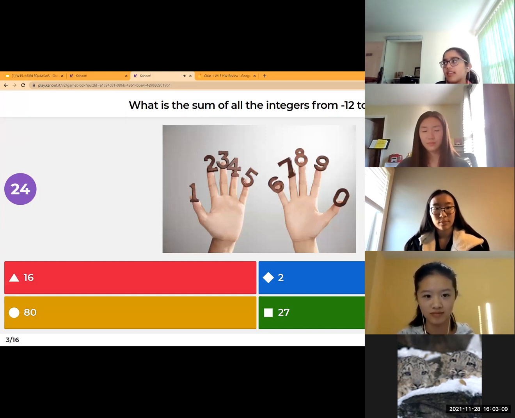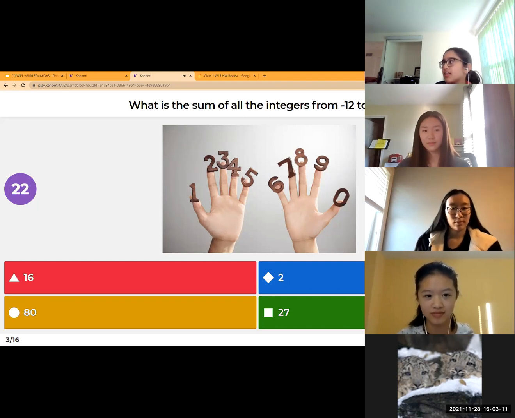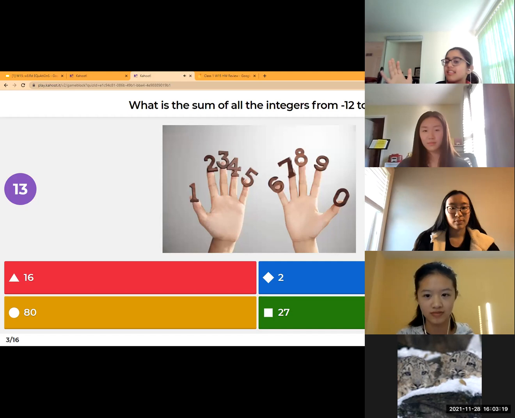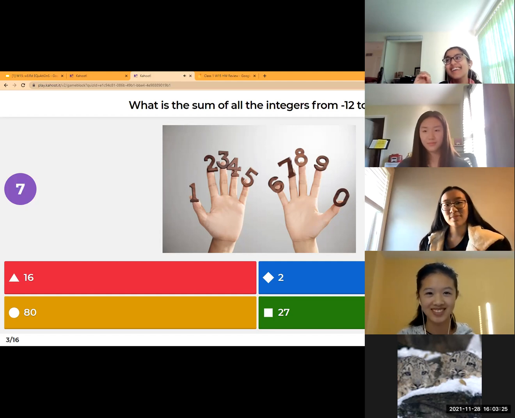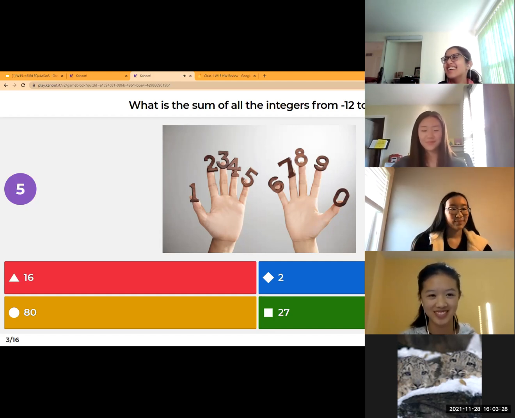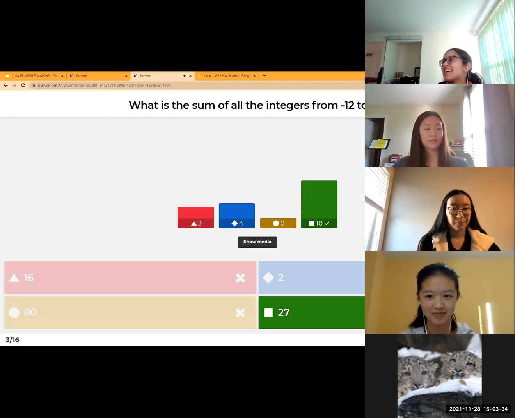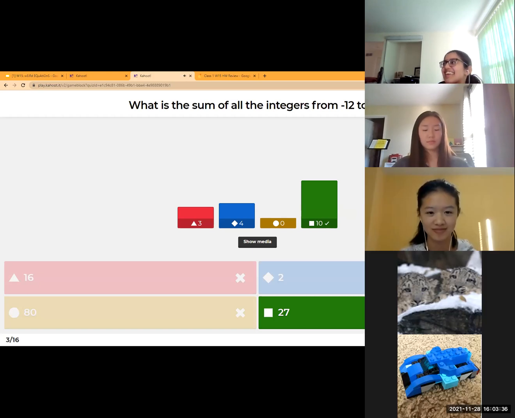So what is the sum of all the integers from -12 to 14? This is a hint, but -12 plus 12 is equal to 0. You know, if you needed to hear that. No, it's not. It's equal to 12. Obviously, math. Math be fun. Okay, so -12 to 12.